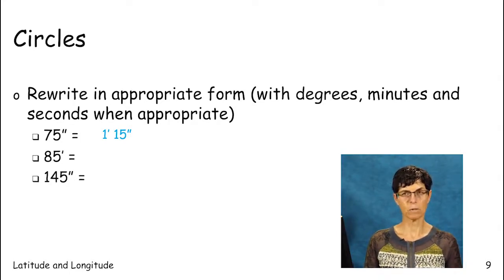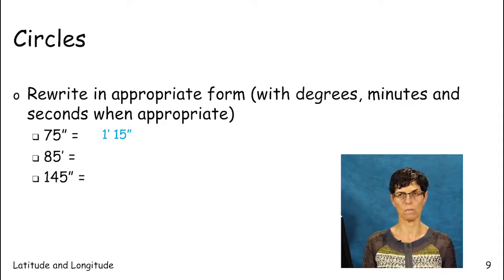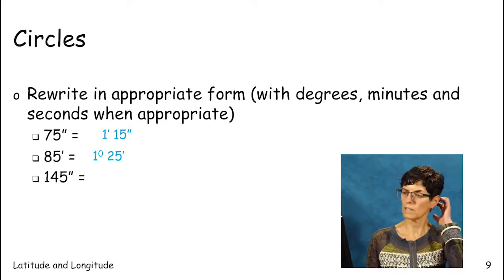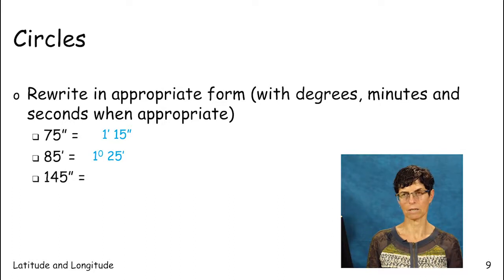For 85 minutes, we do the same thing. 85 minutes is more than 60 minutes, so it's more than 1 degree. So that means that we have 1 degree, that's 60 minutes, and if we subtract 60 minutes from 85 minutes, we have 25 minutes left. So 85 minutes rewrites as 1 degree, 25 minutes.